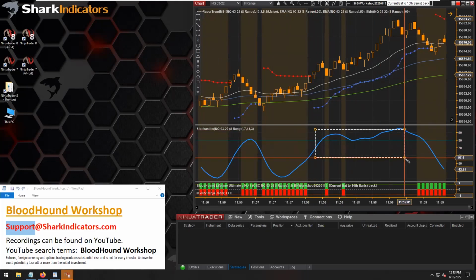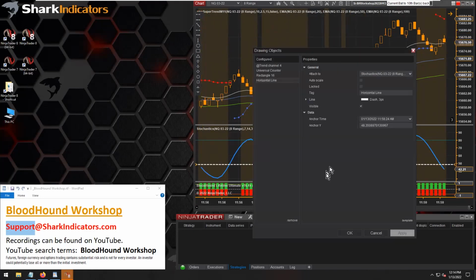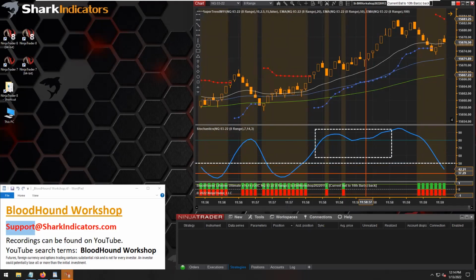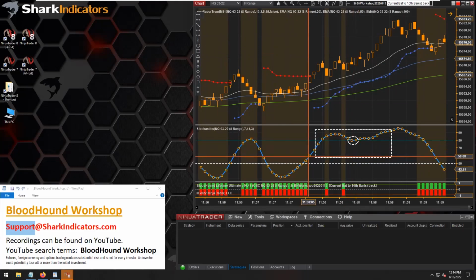Yeah, it reaches 80. All right. So the question is finding these pullbacks here, right? The stochastics needs to cross above 80, or below 20, and then reverse direction, or make a pullback in the stochastics, right? And this pullback needs to stay above the 50 level. So I put a white dashed line there on the 50 level. As long as that pullback doesn't cross the 50 level, then if it reverses back towards the uptrend again, that's what we want to identify there.